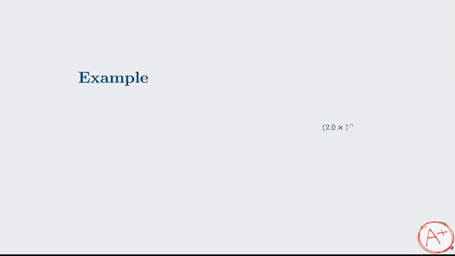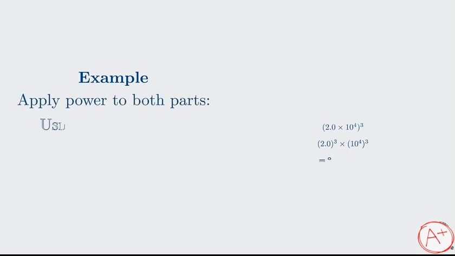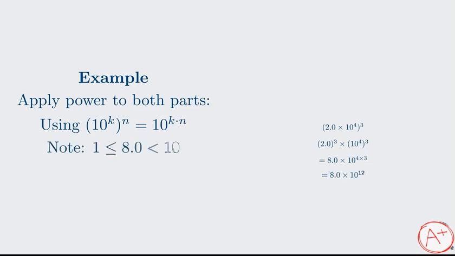Let us calculate the cube of 2.0 times 10 to the power of 4. We apply the cube to both parts of the product. 2 cubed is 8, and for the power of 10, we multiply the indices 4 and 3. This results in 8.0 times 10 to the power of 12. The coefficient is already in the correct range, so no further adjustment is needed.